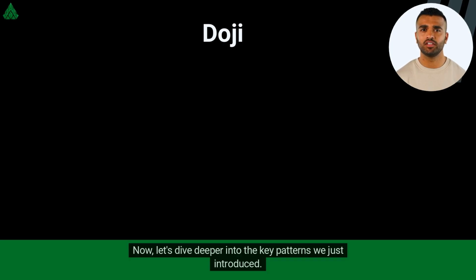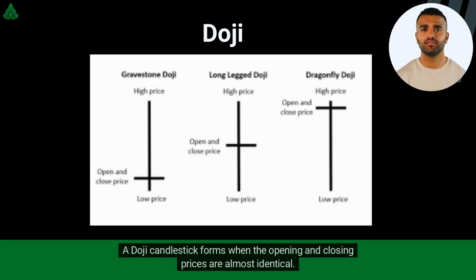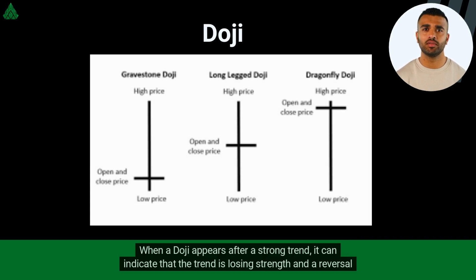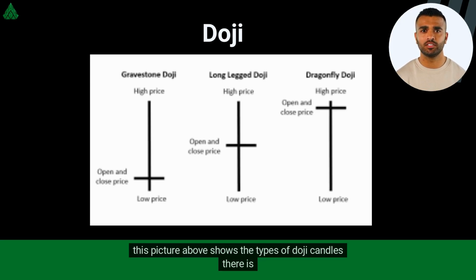Now let's dive deeper into the key patterns we just introduced, starting with a doji. A doji candlestick forms when the opening and closing prices are almost identical. This pattern signifies a state of indecision between buyers and sellers. When a doji appears after a strong trend, it can indicate that the trend is losing strength and a reversal may be imminent. However, confirmation from subsequent candles is essential before acting on the signal. This picture above shows the types of doji candles there are.